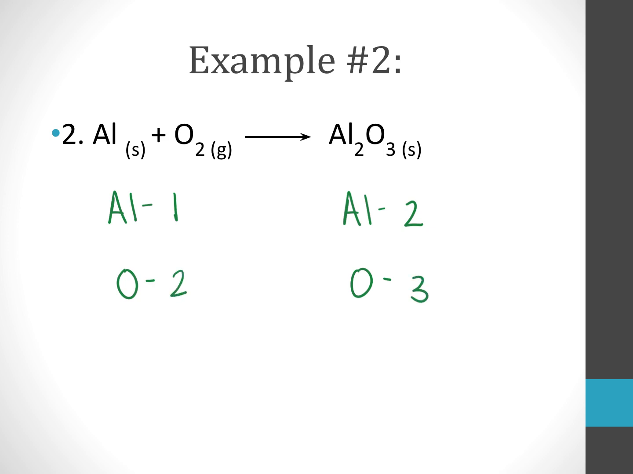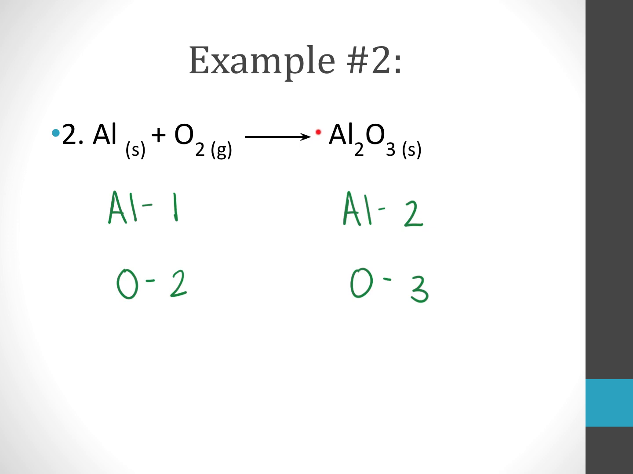3. Okay, so for this one, I'd recommend we start with the oxygens. We have 2 and 3. Okay, so one's even, one's odd. When you have this situation, try to find a common multiple of them. So what's a common multiple of 2 and 3? Okay, so we're going to try to make it 6 on both sides. I would start on the complicated side.